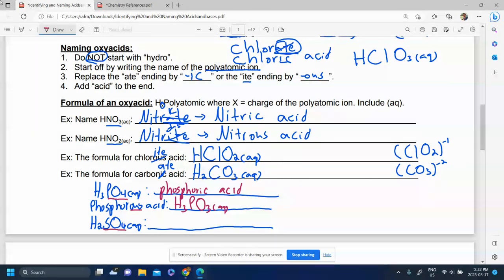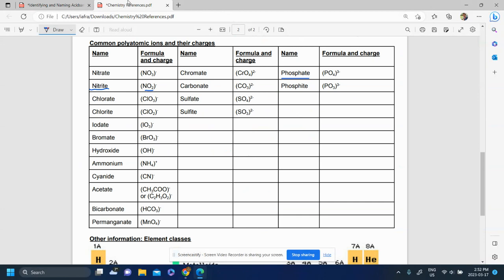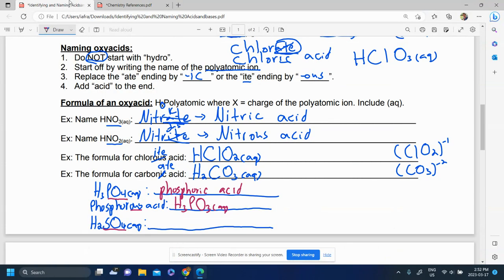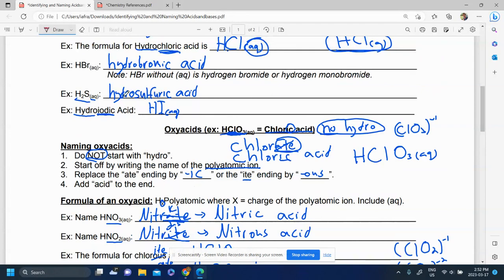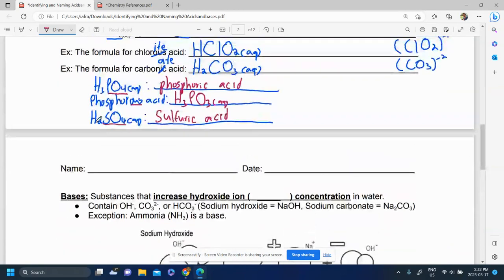Okay, H2SO4, not binary, so we don't need hydro, we know that. SO4 is sulfate. So we change the ending to ic, but remember it's sulfur, which is one of those weird endings, so it's actually sulfuric acid. Similar to a name we saw earlier. The name we saw earlier was hydrosulfuric acid because this was binary. So we put hydro in the front. But over here, because it's not binary, we don't put hydro in the front and it's sulfuric acid.